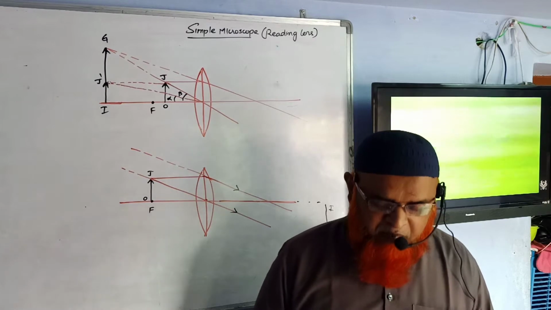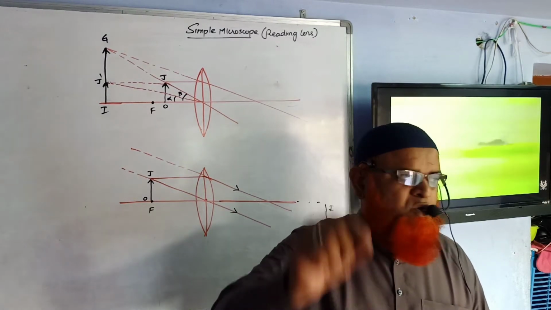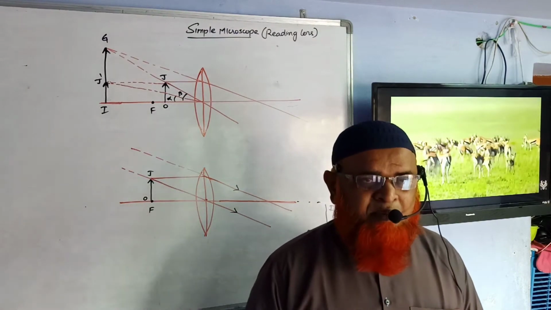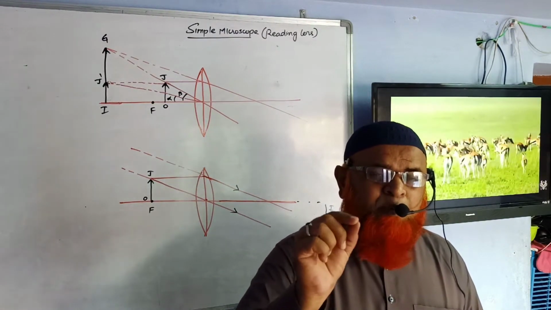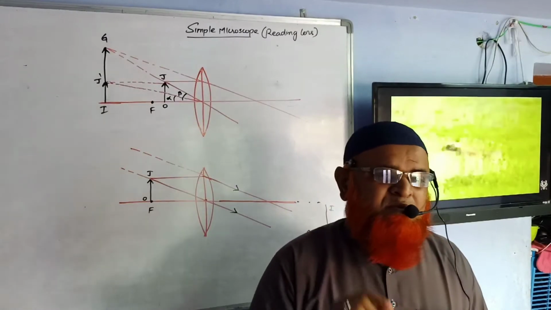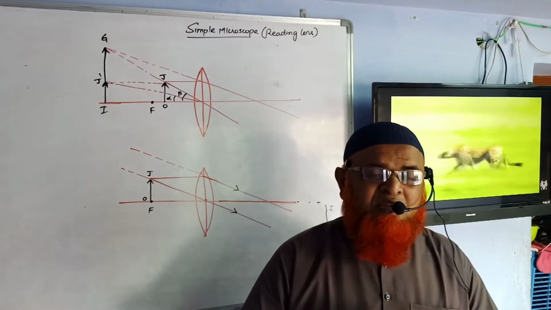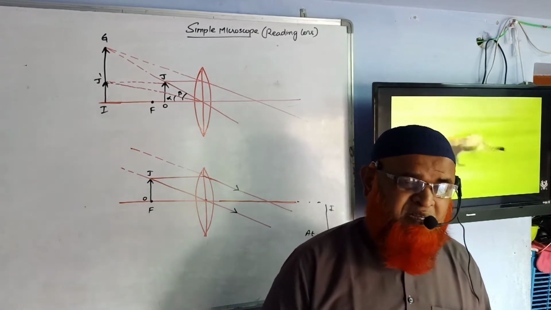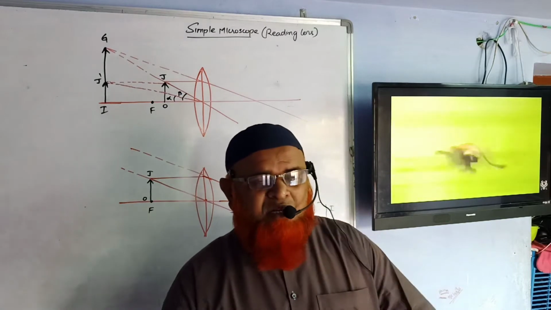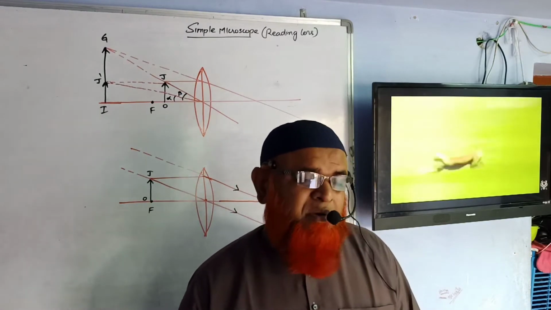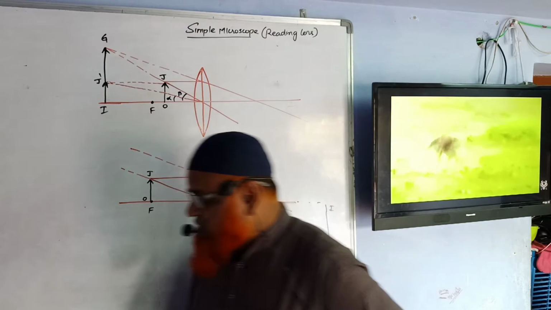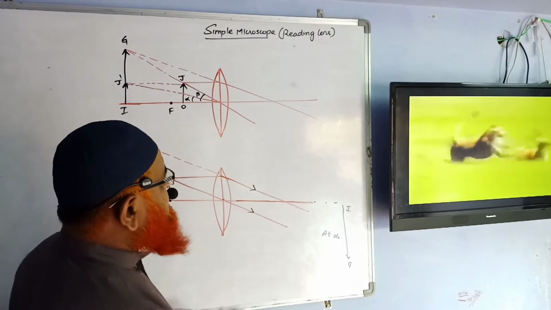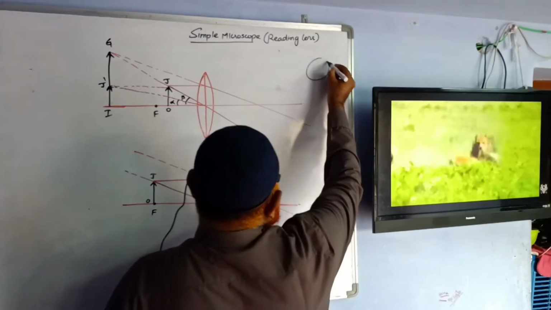So what do you mean by simple microscope? First of all, what does microscope mean? What do you call a microscope here? A scope for seeing microorganisms, small objects, microscopic objects, is called a microscope. We shall discuss what a simple microscope is, which is also called a reading lens here.